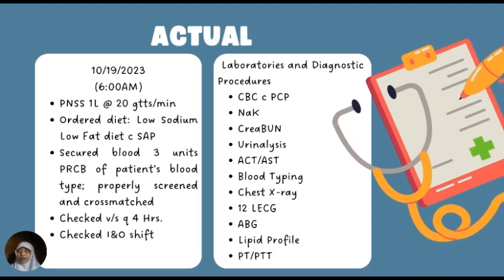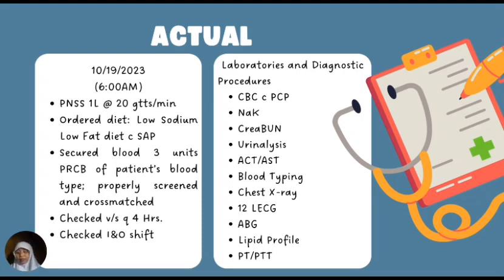Urinalysis. So this test evaluates the physical, chemical, and microscopic properties of urine, and also helps detect conditions like proteinuria, hematuria, and other changes in the urine concentration. We have ALT or AST. So this means aspartate aminotransferase and alanine aminotransferase. So these are liver enzymes that, when elevated, may indicate liver damage or disease.